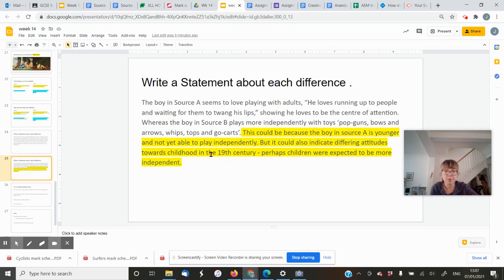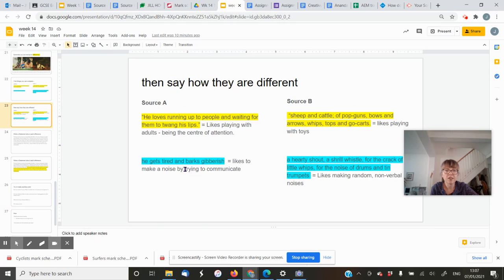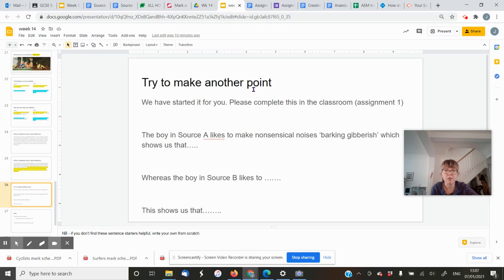Like we said, this is the part that we're making inferences from. So this is a really key part of this question. So what we'd like you to do is to make another point. So we're going to use these examples here that we've given you. And this is an assignment on Classroom. So you need to pause the video and then go on and complete assignment 1. And it's got spaces for you to fill all this in.